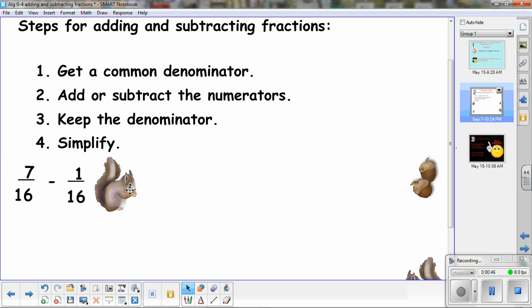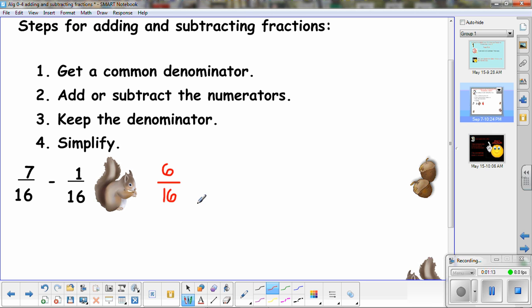In our first example, we can skip over the first step because we already have a common denominator. We have 16 on the bottom of both of our fractions. Since it's a subtraction problem, we're going to go ahead and subtract 7 minus 1, which is 6. And then step 3, we're going to keep the denominator the same.